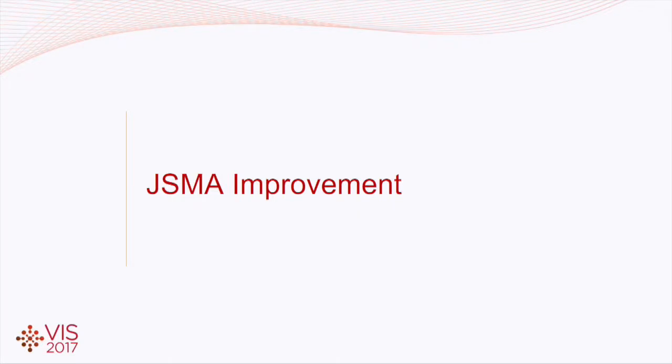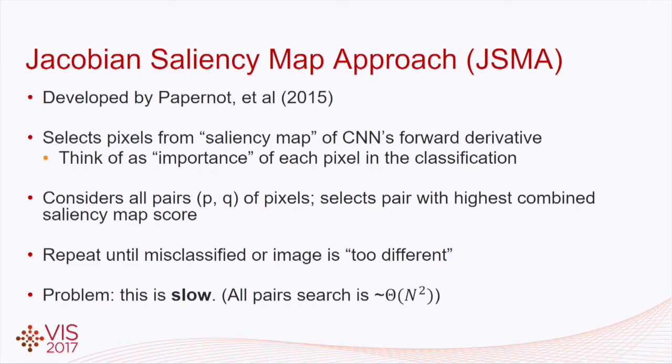Briefly, going back to the improvement that we made, talking about the Jacobian saliency map approach. This was developed by Papernot in 2015. At a very high level, you can think of this as selecting pixels from a saliency map of the forward derivative of the classifier. You can think of the saliency map as kind of like an importance metric on every single pixel. Something with a high value means that pixel has a very high impact on the classification of the image. And so if you change that, you might actually impact the classification considerably.